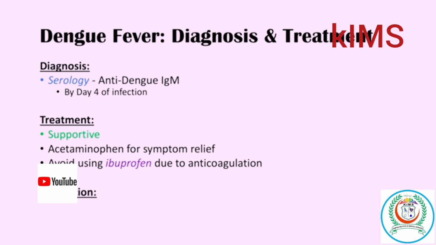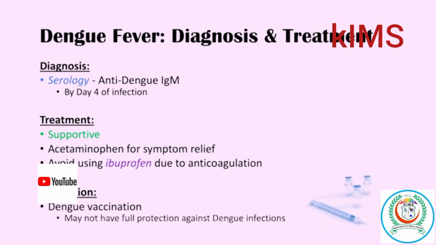And we can try to prevent getting dengue fever in the first place. And we can use a dengue vaccination. But unfortunately, even if you get the dengue vaccine, you may not be fully protected against dengue infections. But the good news is that having a dengue vaccination reduces the symptoms and the length of infection.